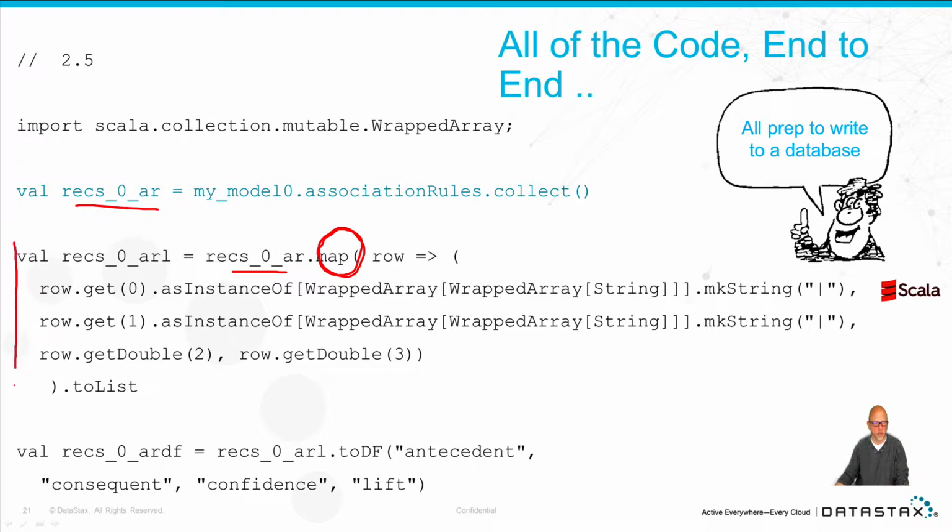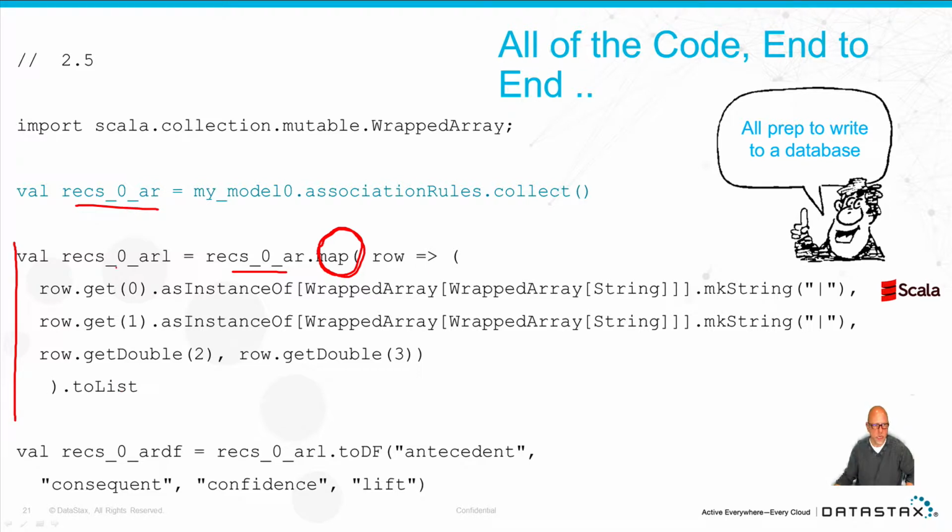This is all one line, by the way. It's just a long line. Scala is a fluent API, meaning you can say do this, dot, do this, dot, do this. You can just append to the command. It's how they program. And so map is a transform, taking the first column, which was an array, make it a string. Second column was an array, make it a string. Third and fourth columns, make certain they're doubles, and return that to me as a list is what I needed to do here.